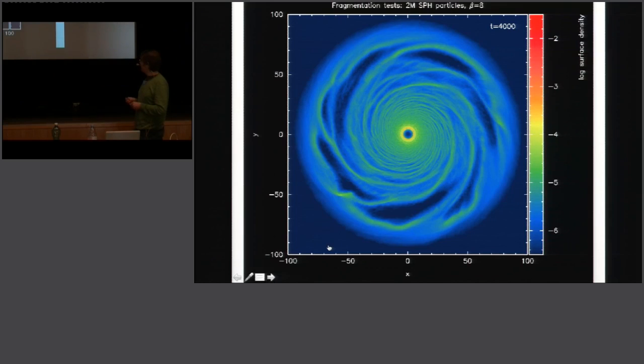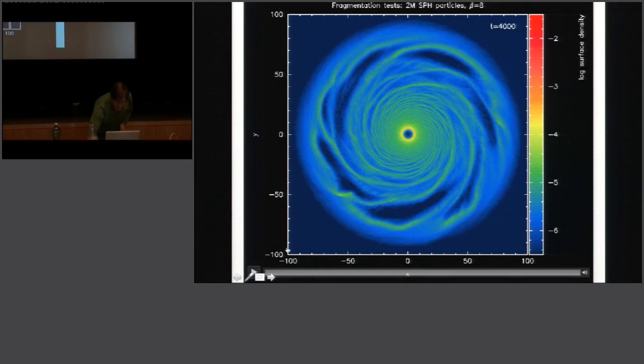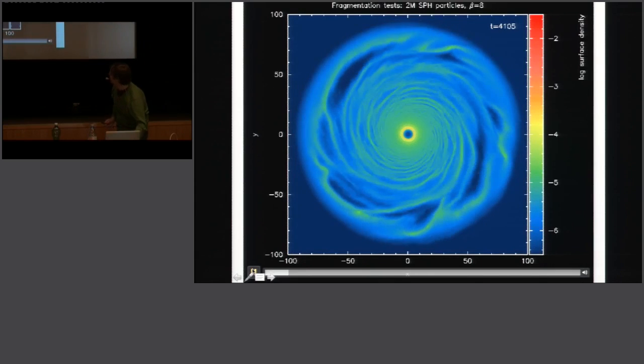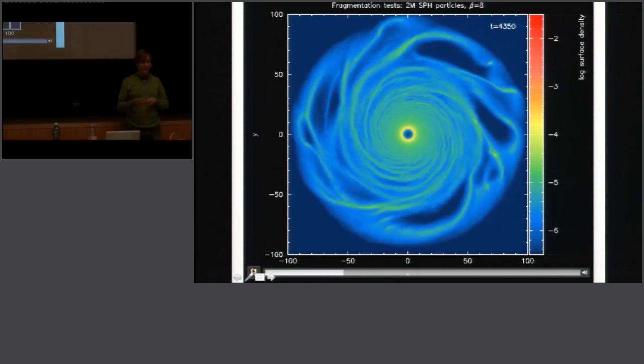So let's go in a slightly different order from when we discussed the linear instabilities. Let's first of all think about self-gravity. Okay, so here's a simulation of self-gravity. Looking at the central star here, you're looking at the disk from above. This would be roughly on a scale of 100 AU on a side. And here we have a simulation of a massive disk that is going to be unstable to self-gravity. So this is what self-gravity looks like.